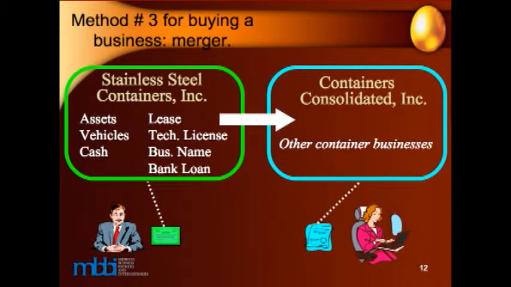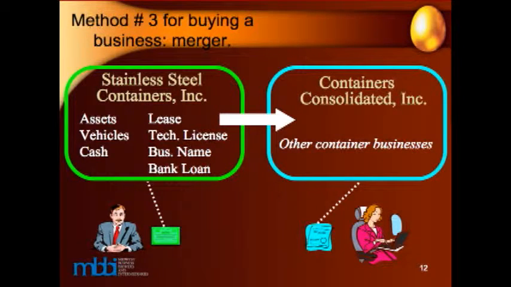And then method number 3, I'll discuss this just briefly, and that is a merger. Let's say that Brenda's company holds other container businesses, and she wants to add Stainless Steel Container, Inc. as an unincorporated division. In a merger, the entire company, assets and liabilities, is folded into her company, Consolidated Containers, Inc.